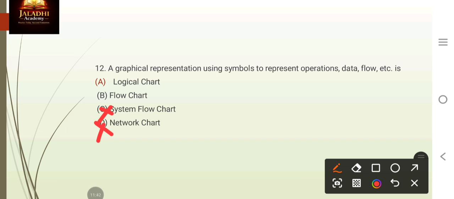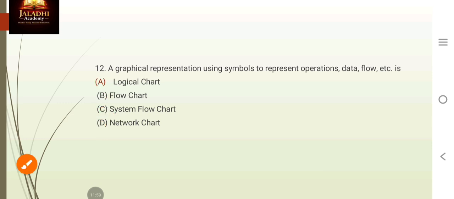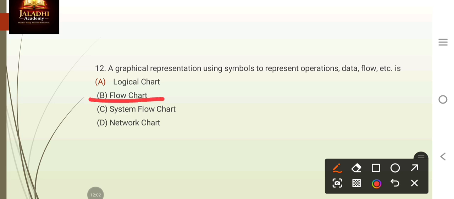Then flowchart. In a flowchart, we use symbols and also arrows to show the process. Then logical chart. It is not the standard form. Now what is the right answer? Flowchart is the right answer. It shows the graphical representation using symbols to represent operations, data flow, etc.